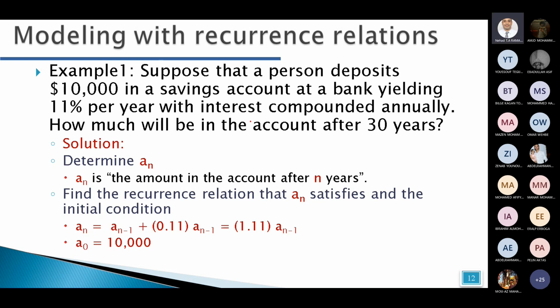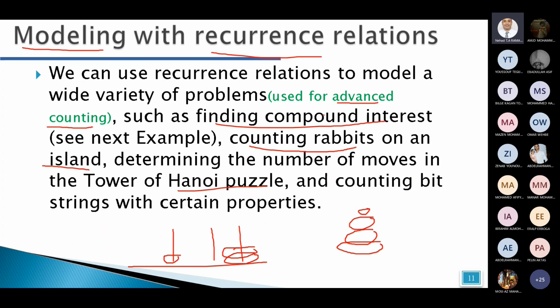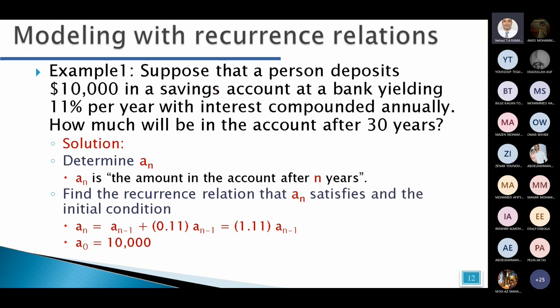Modeling with recurrence relation. Let's take the first example that we mentioned, the compound interest. Suppose that one person puts 10,000 in a saving account with the bank yielding 11% interest compounded annually. Annually means each year, per year. How much will be in the account after 30 years?